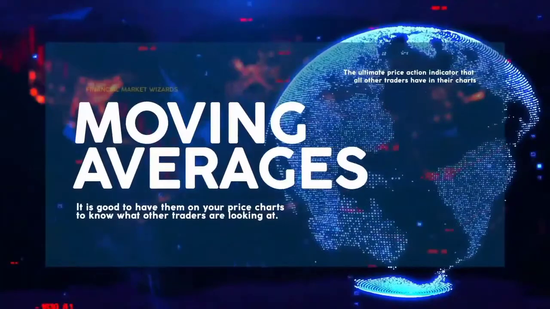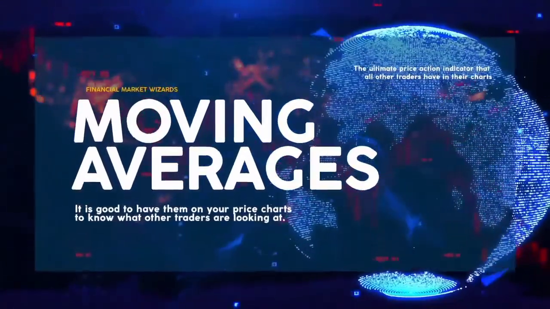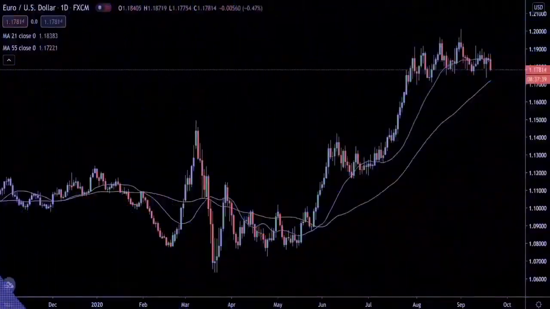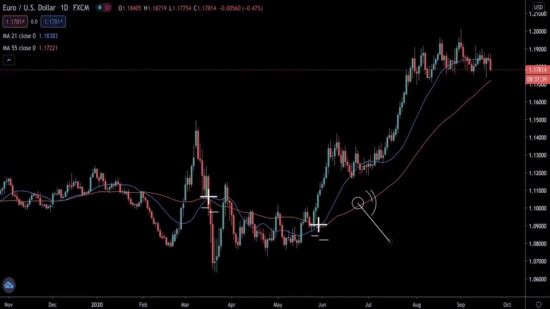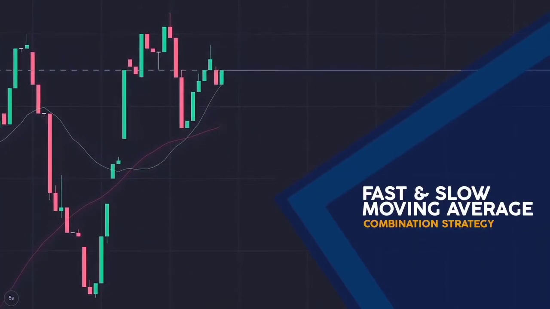One of the most popular, widely used technical tools in trading is moving averages. Because they are used by so many traders, it is good to have them on your price charts to know what other traders are looking at. When it comes to trend trading, traders usually use a combination of fast and slow moving averages to analyze the instrument. In this trading video, I will be showing you how you can follow this approach and show you a slightly different way to use the moving averages when you are trading.